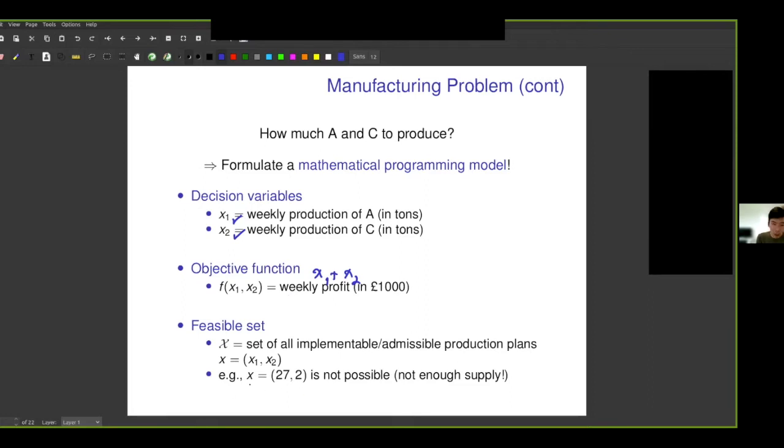Because let's suppose you have a decision vector x, where x1 is equal to 27. If you want to produce 27 units of A, according to the problem requirements, you would need twice of this amount of the raw material X, which is 54. But 54 already exceeds the weekly supply that you have for the raw material X, which is about 11, I think. So you cannot have x1 equal to 27 either, even though it's positive. It's still not allowed.